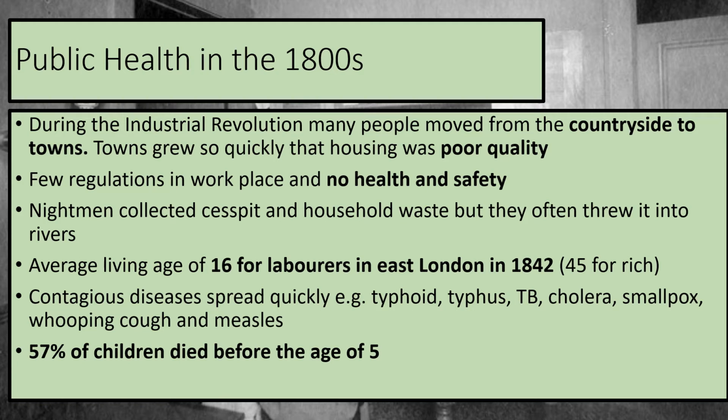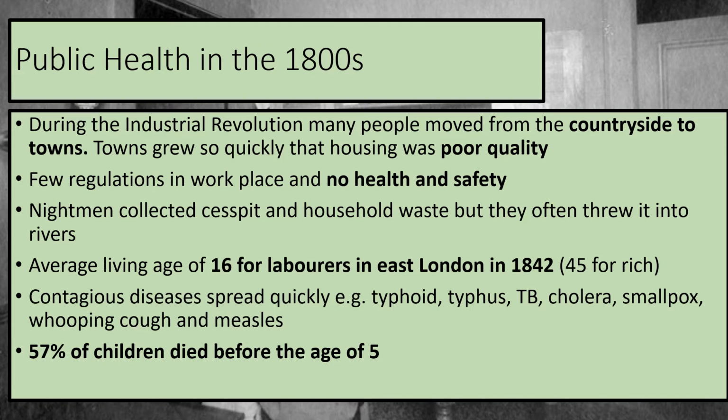And because of these terrible living conditions, because of the fact that there are lots of people that also don't have a very good diet and they're very malnourished, we get the spread of lots of diseases. For instance, typhoid, typhus, TB, cholera, smallpox, whooping cough, and measles. So they're just some of the examples of diseases that were spreading at this time as a result of the terrible public health at that period.